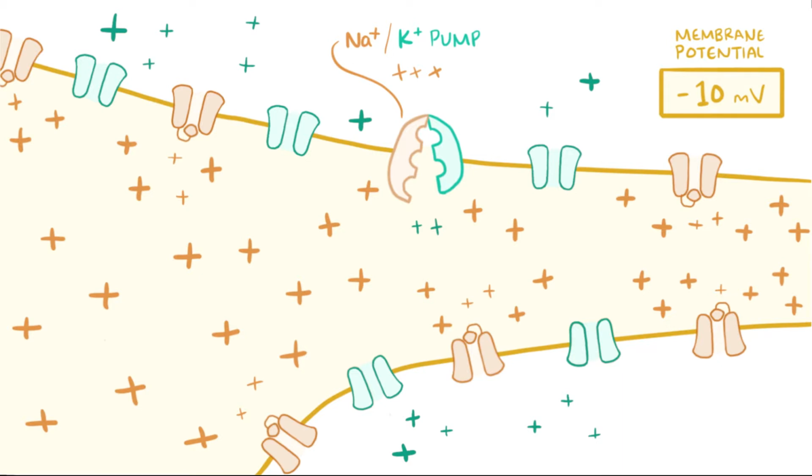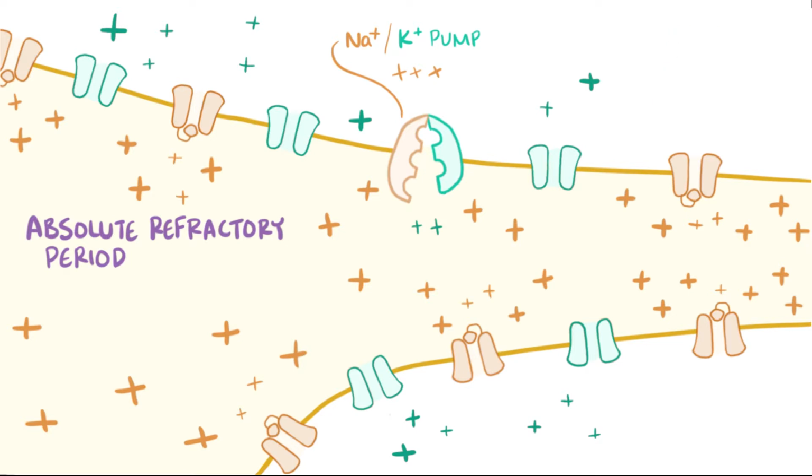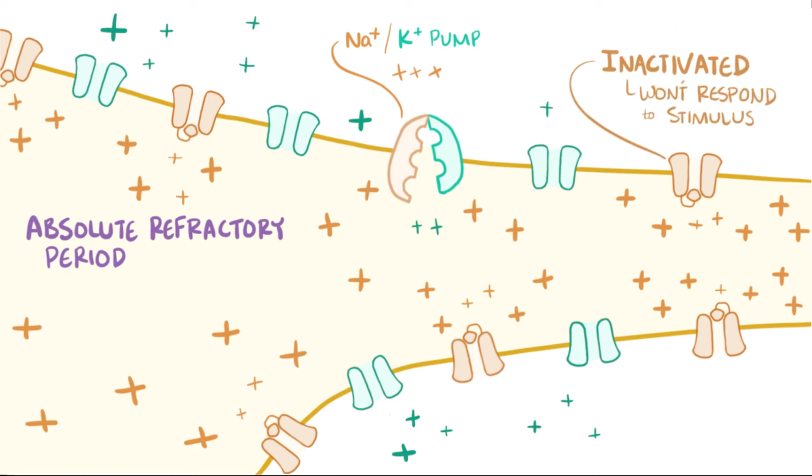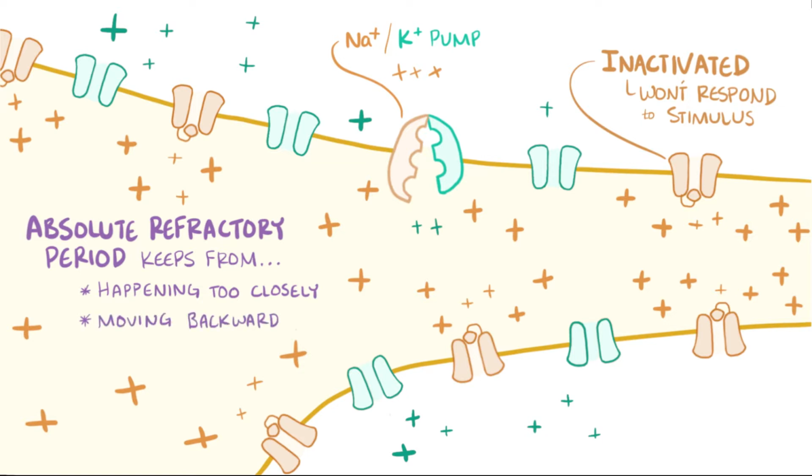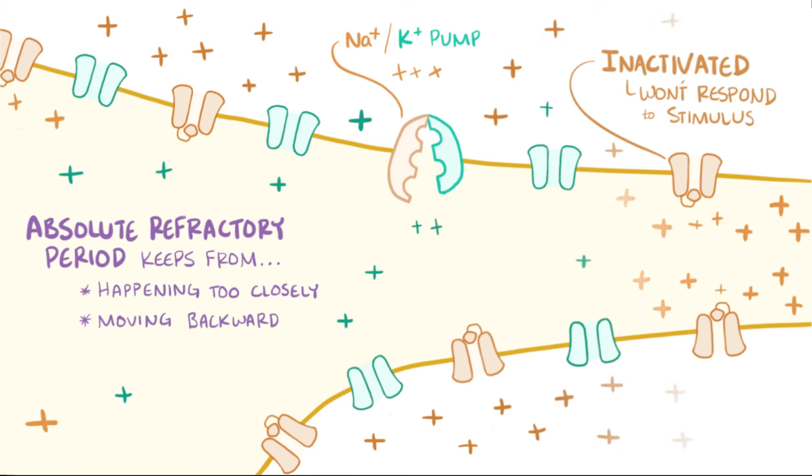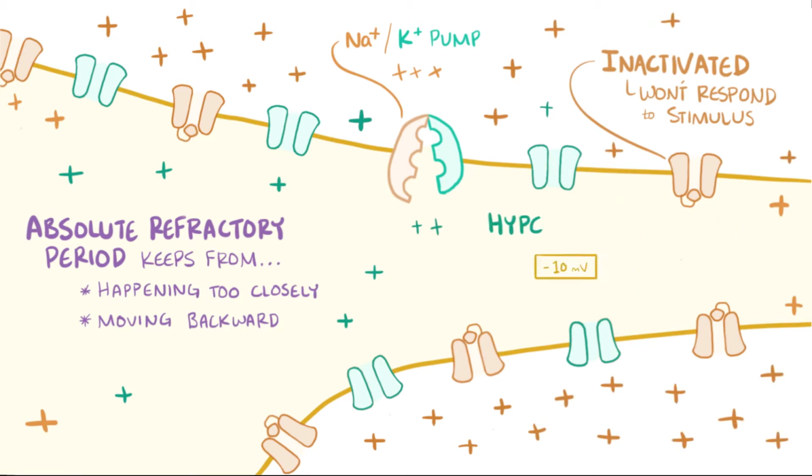It's during this repolarization phase that the cell is in its absolute refractory period, since the sodium channels are inactivated and won't respond to any amount of stimuli. This absolute refractory period keeps the action potentials from happening too close together in time, and also keeps the action potential moving in one direction. The combined efforts of this pump and the extended opening of the potassium channels result in a small period of overcorrection where the neuron becomes hyperpolarized relative to the resting potential.